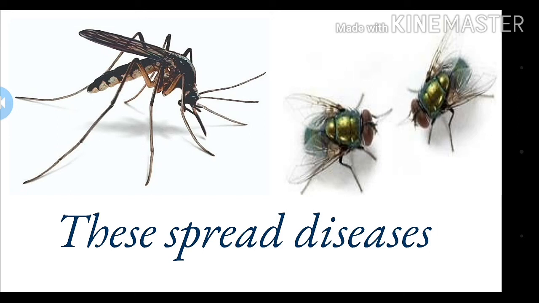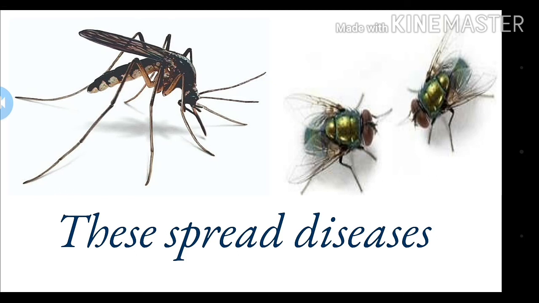The mosquitoes and the flies, these insects spread diseases. For example, diseases like dengue and malaria. And there are many more diseases which these insects spread.